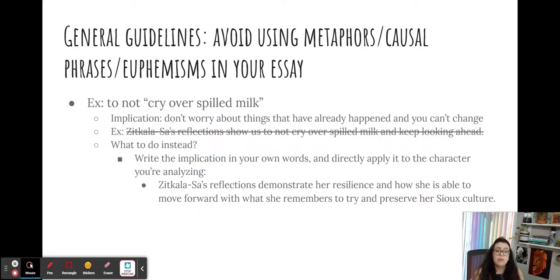So, for example, Zitkala-Sa's reflections show us to not cry over spilled milk and keep looking ahead, right? So maybe what do we want to say instead? Write the implication in your own words and directly apply it to the character you're analyzing. So instead of this, we should probably write something like Zitkala-Sa's reflections demonstrate her resilience and how she is able to move forward with what she remembers to try and preserve of her Sioux culture.